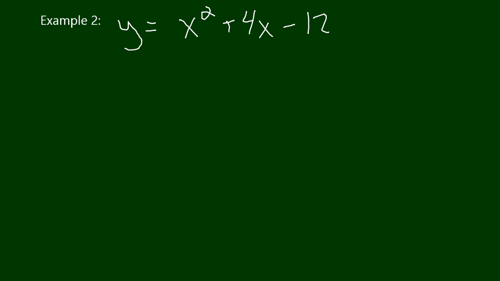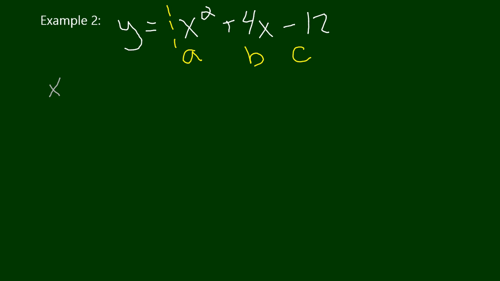Example number 2. y equals x squared plus 4x minus 12. Remember, anytime that there's not a number in front of a variable, it's really an invisible 1. So my a is 1, my b is 4, and my c is negative 12. So looking at this, I use my quadratic formula.